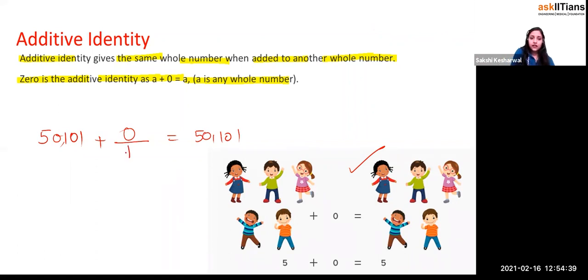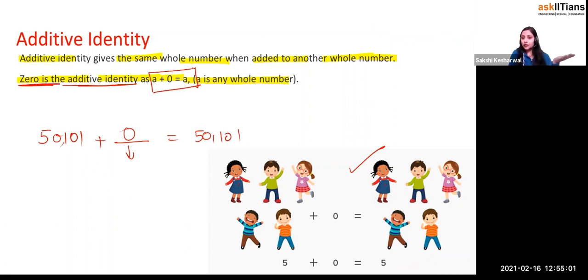So basically we say that 0 is the identity, right? 0 is said to be what, beta? Additive identity. That is why we wrote a plus 0 is equal to a, where a is any whole number, right? So 0 is the additive identity and it's written very clearly over here, right? So what whole number should be added to a number to give that number?